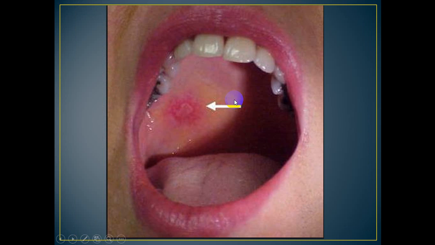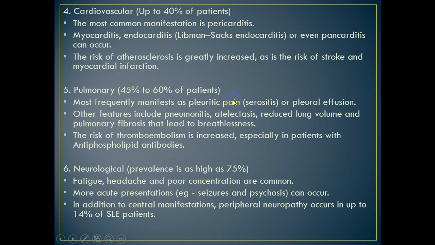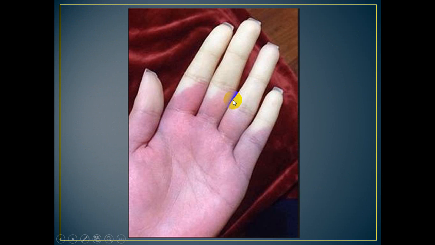Next, skin and mucocutaneous manifestation is mucous membrane ulcers, which could occur in the oral mucosa or nasal mucosa, occur in 5% of SLE patients, and are usually painless. Raynaud phenomenon occurs in 60% of the patients.